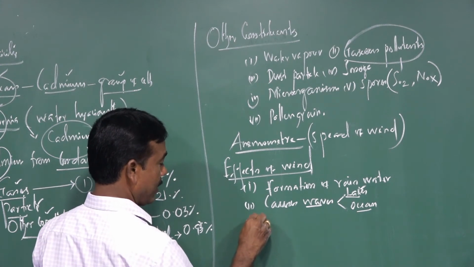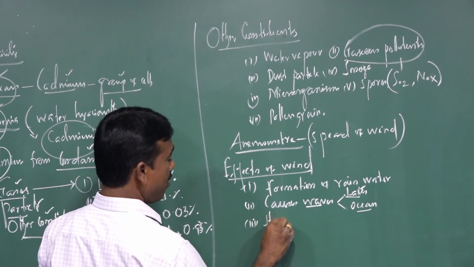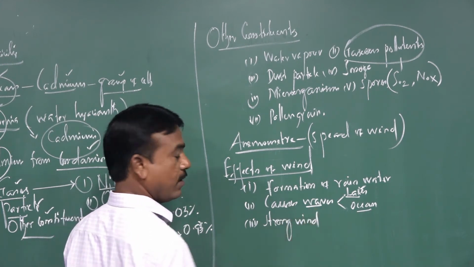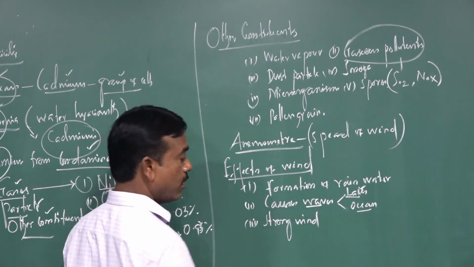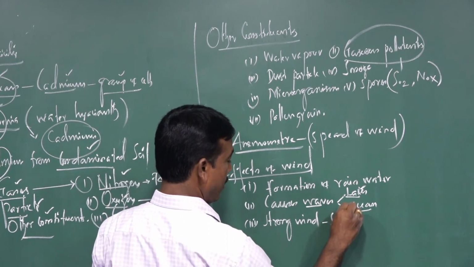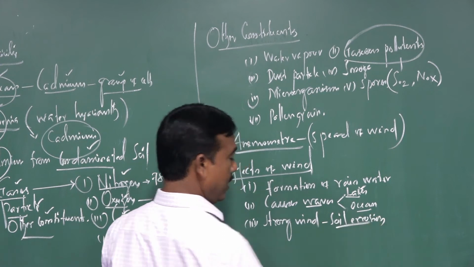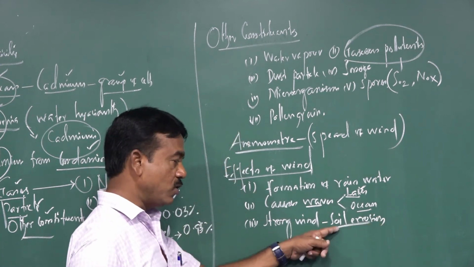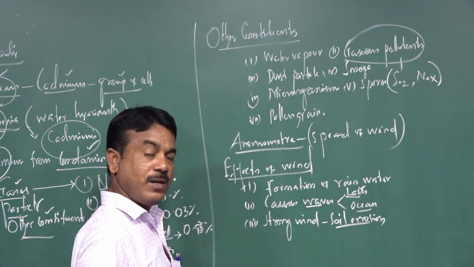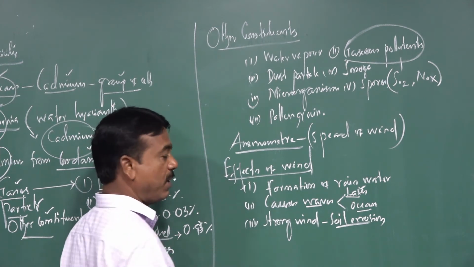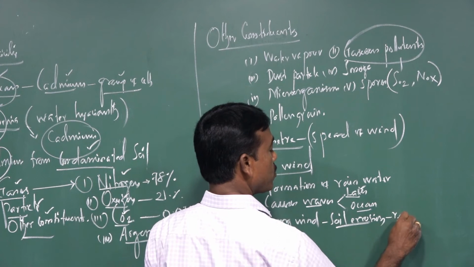Third thing, strong wind will cause soil erosion. If a strong blow of wind takes place, it leads to soil erosion. If soil erosion happens regularly, it will reduce soil fertility.